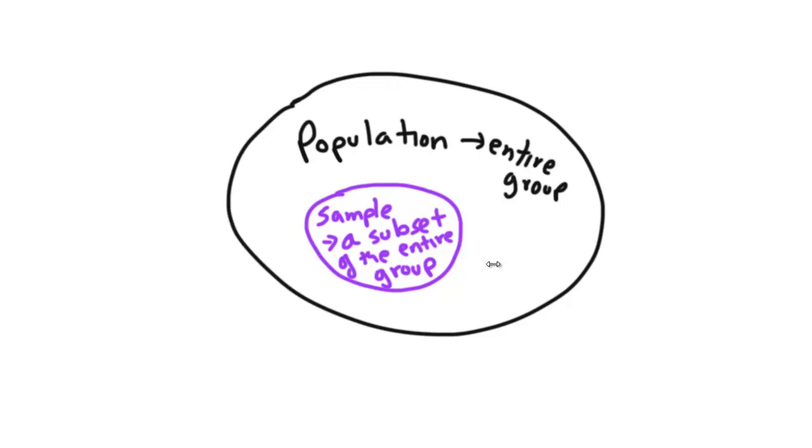When you're collecting data, there are two things you need to think about. One is the entire population. So think of it as this black outline here. That represents everyone, right? So that's the entire group.